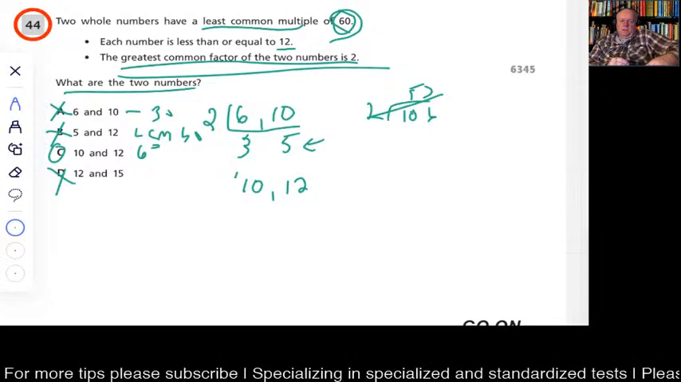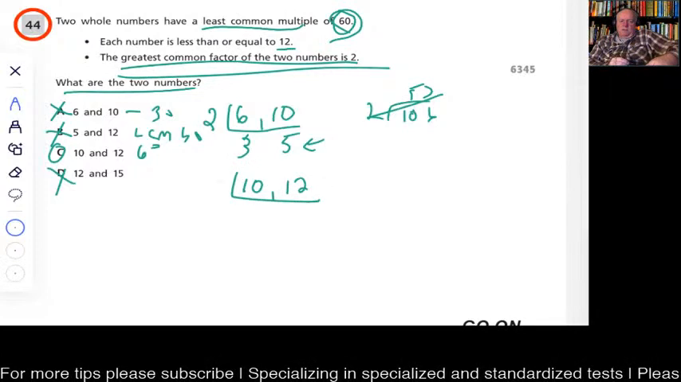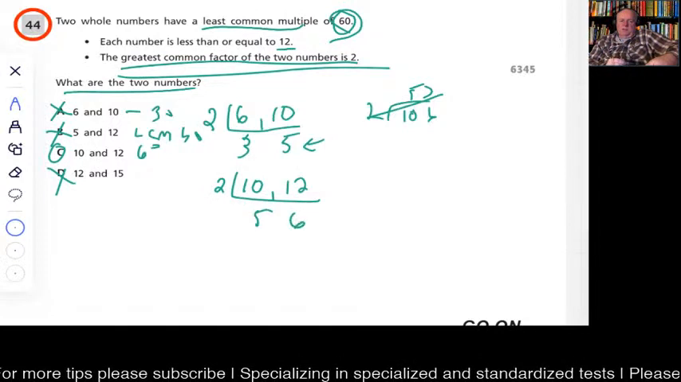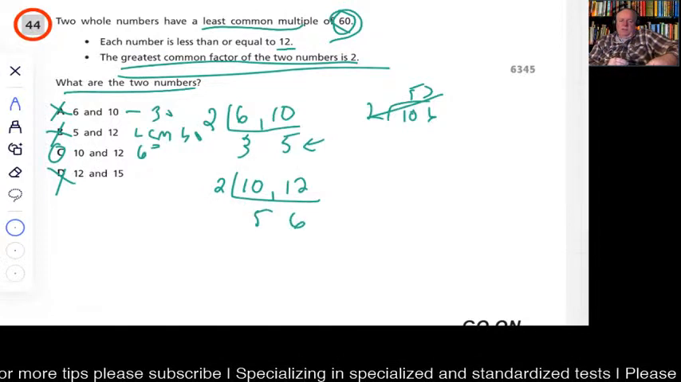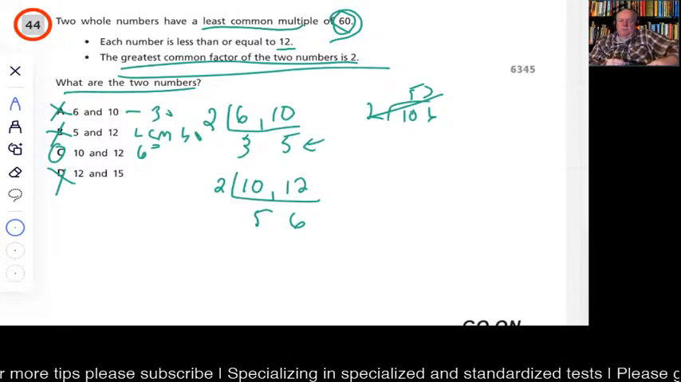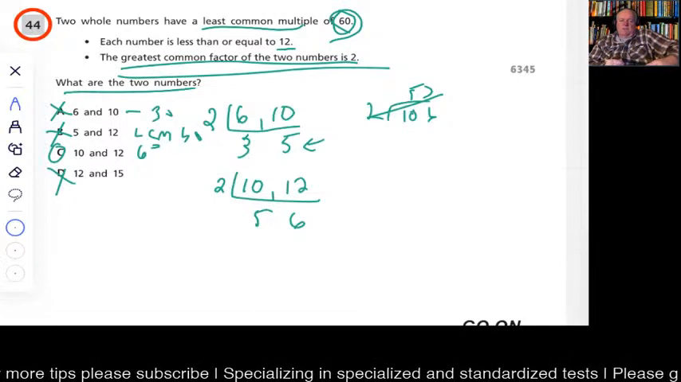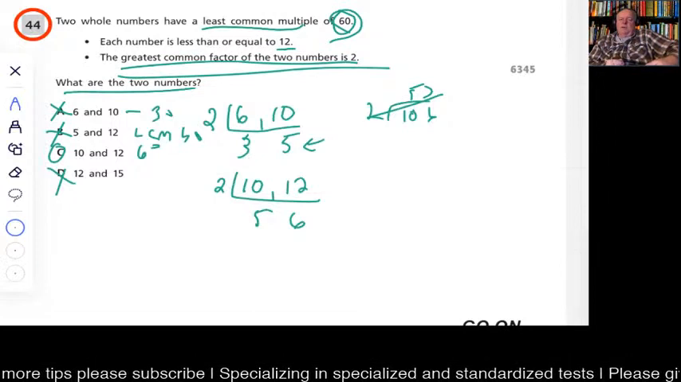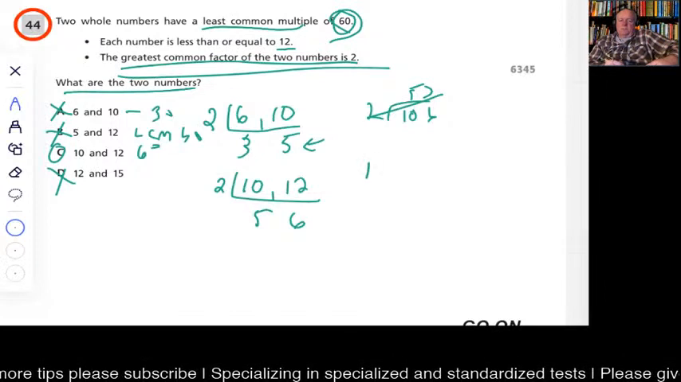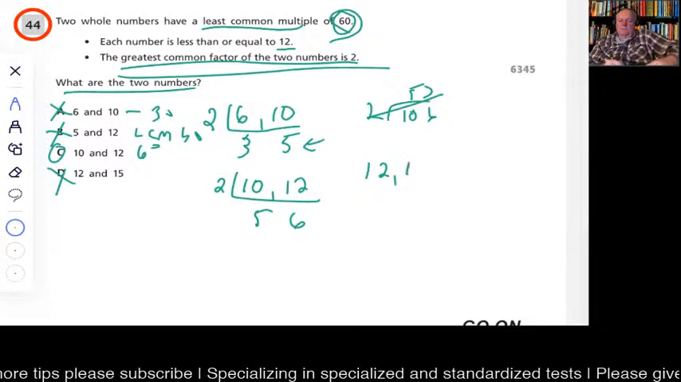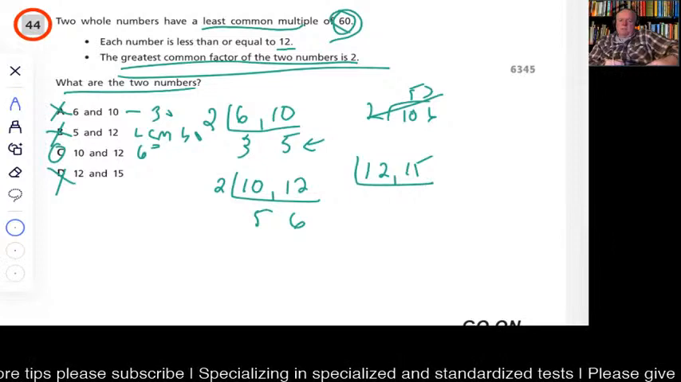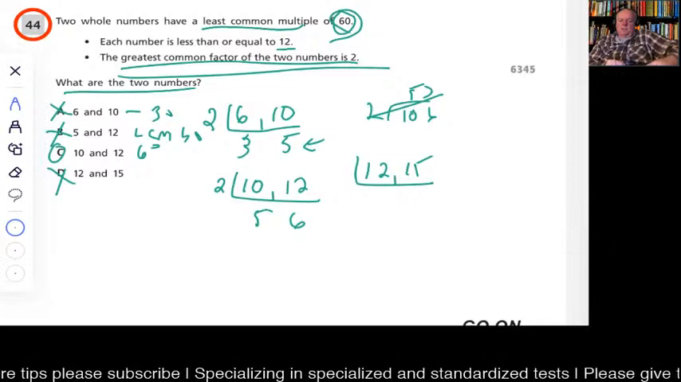We do the same thing here. 2 is a factor, so we get 5 and 6. In the example I just gave, the 3 and the 5 are primes, so that's one reason why we stopped. The reason we stop at 5 and 6 in this example is that there's no common factor of both of them. Then we're going to do 12 and 15. The smallest common factor between the two of these is 3.